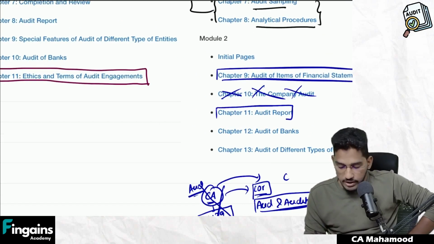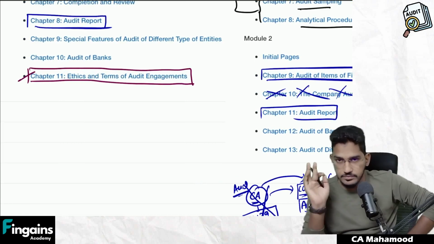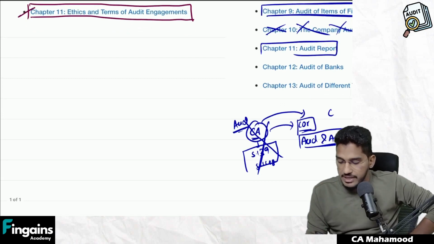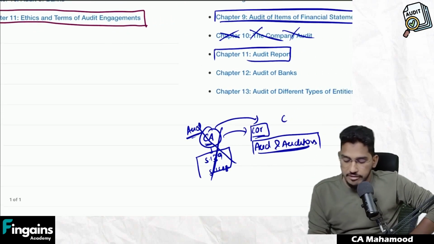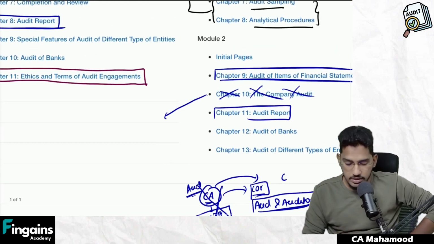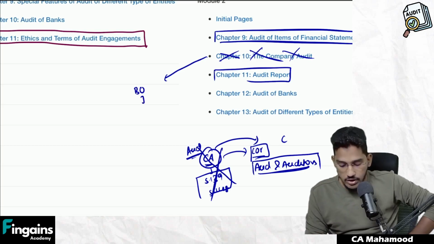Then when it comes to audit reporting, yes, the audit reporting chapter is there, intact. And one more thing, guys: even though they have excluded the company audit chapter, a few provisions of company audit are still there, which are actually included in the audit reporting chapter. Like audit of branch office accounts and the concept of joint audit. So these things are still there.